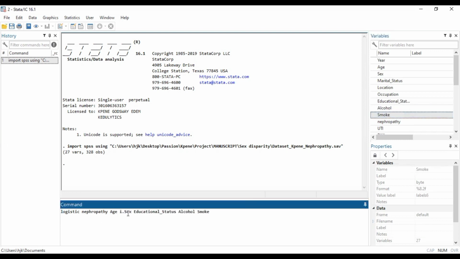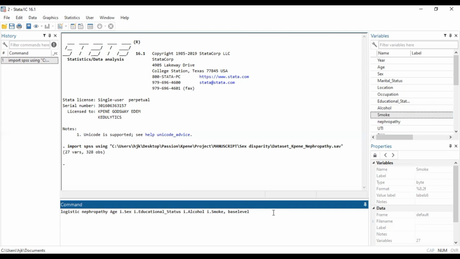So we add i. dots to each of these. These i. dots we're adding are just to tell STATA that what we are working with are categorical variables, and so it should use the first category as the reference and give us the output. And we want to add the base level so that we can see the category that it uses as the reference. So we add base level to it. And this would give us odds ratios and the corresponding 95% confidence intervals and the p-values associated with them.